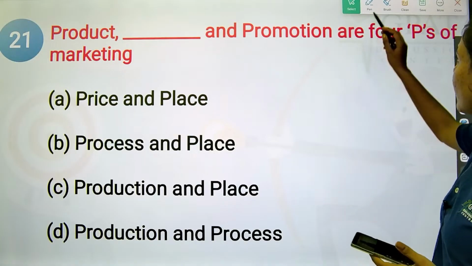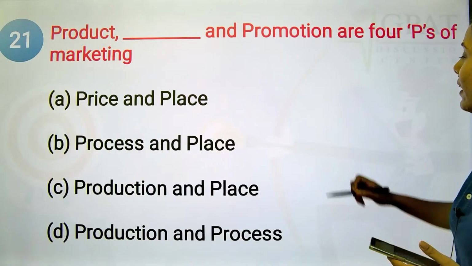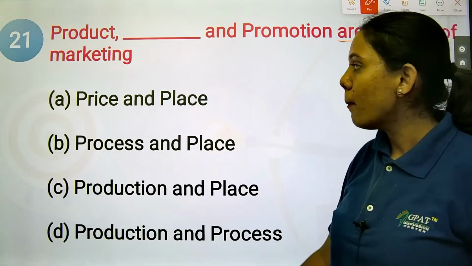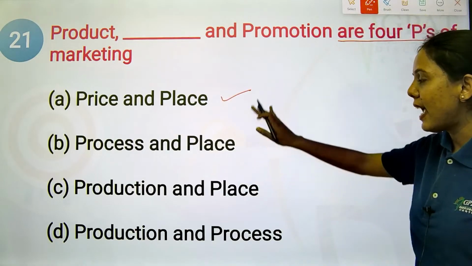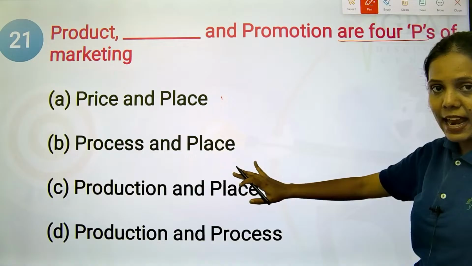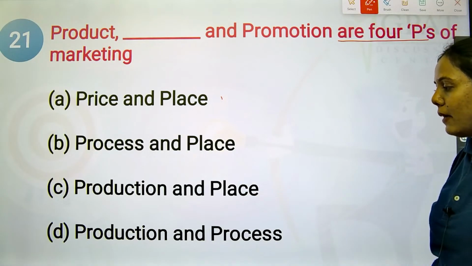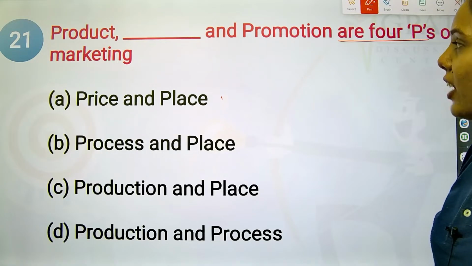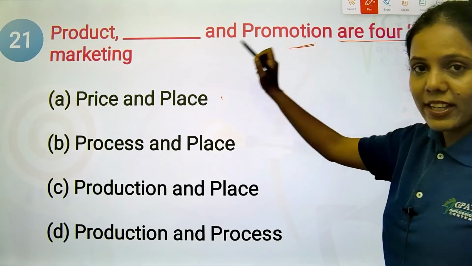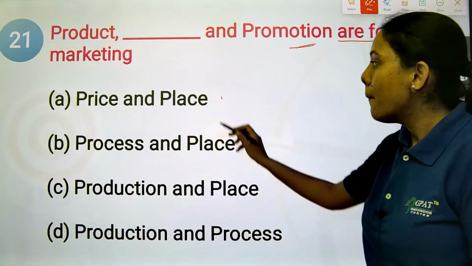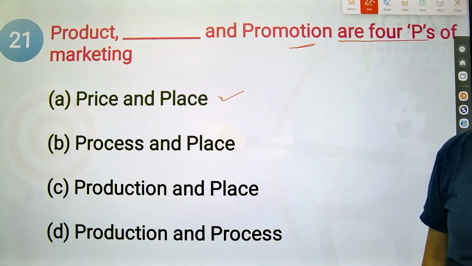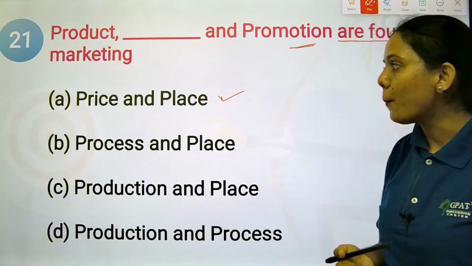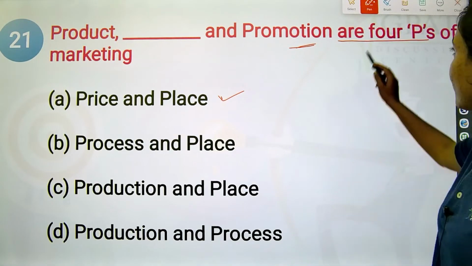The next question is, the product and dash promotion are the 4 P's. What are the 4 P's when we talk about marketing? Option A is price and place. Option B is process and place. Option C is production and place. Option D is production and process. Generally product and promotion are anyways there. The 2 P's are what? Price and place. Those are the 4 P's in terms of marketing. So option A, price and place, is the right answer.